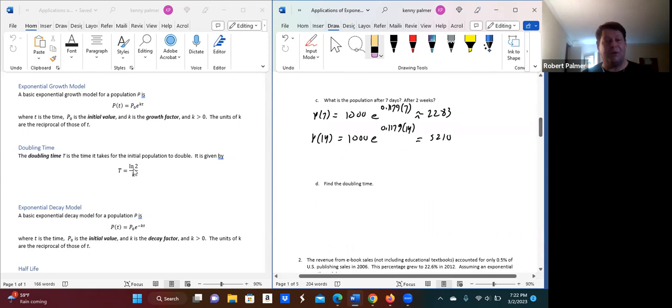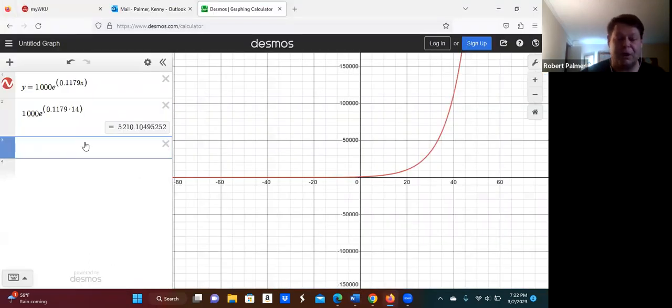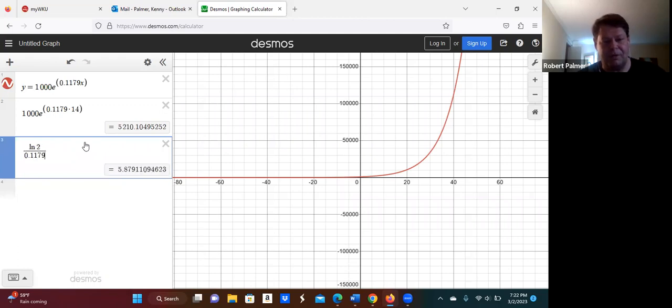Okay, now find the doubling time. So for our doubling time, we use this formula. T is equal to the natural log of 2 over k. Once again, if you're given something as a percent, always put it as a decimal in your equations. So 0.1179. And we can also do that on Desmos. So just do natural log, ln of 2, divided by 0.1179. And so the doubling time is about 5.789.